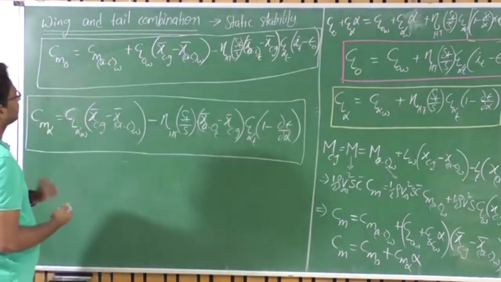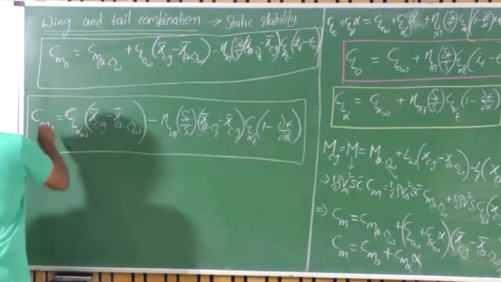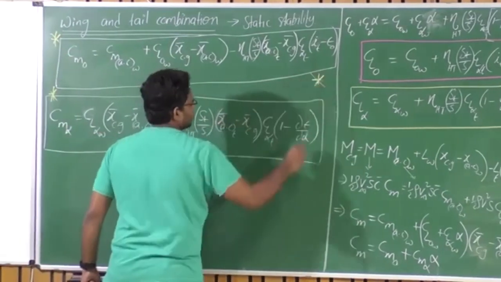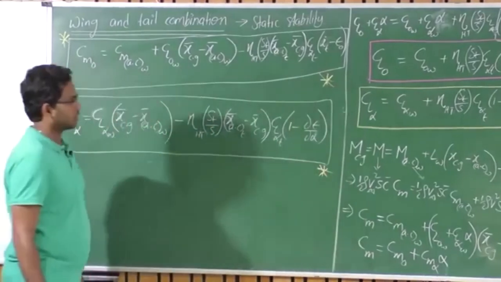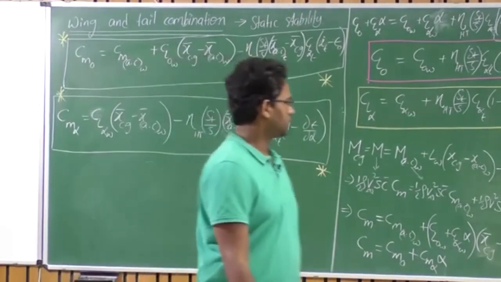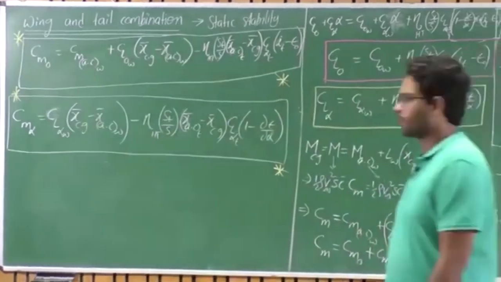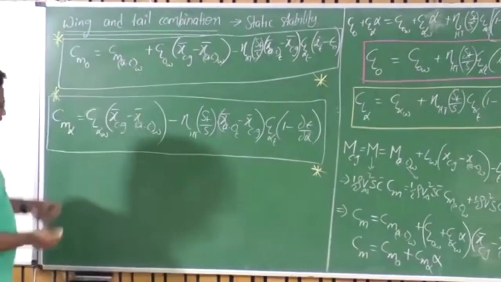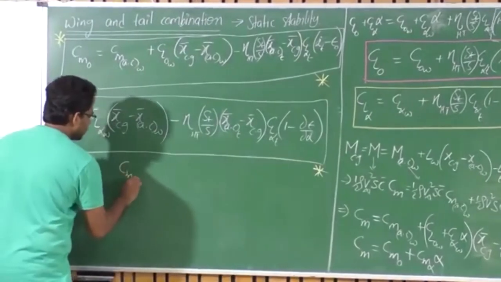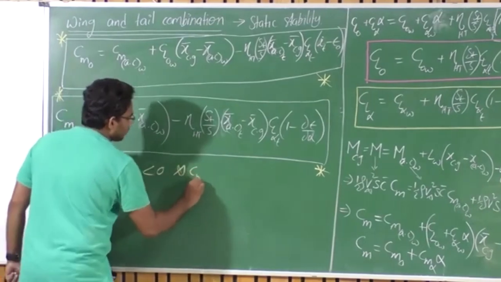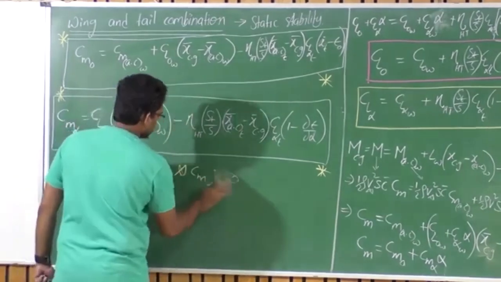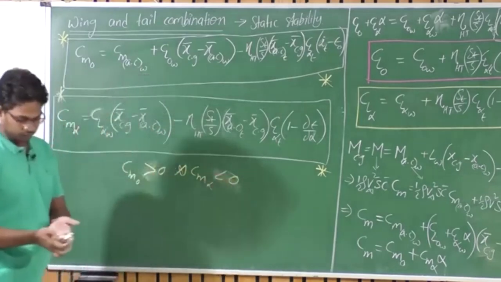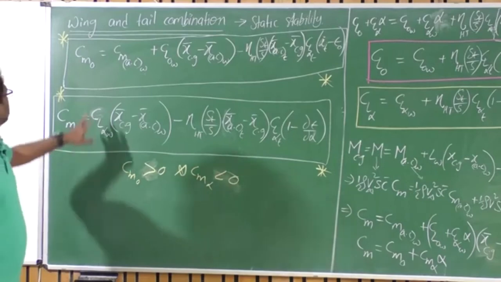So, it is an important expression. Please try to derive it multiple times so that you get used to this equation. In this equation, our aim is CM naught has to be greater than 0 and CM alpha has to be less than 0. So, look at this particular expression.